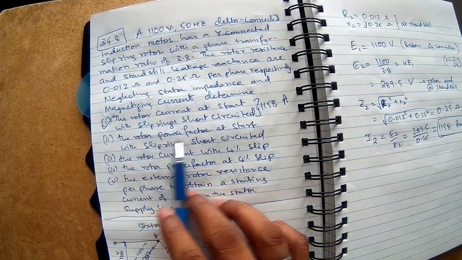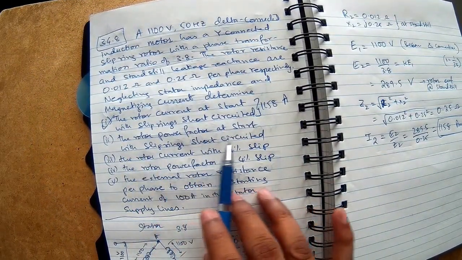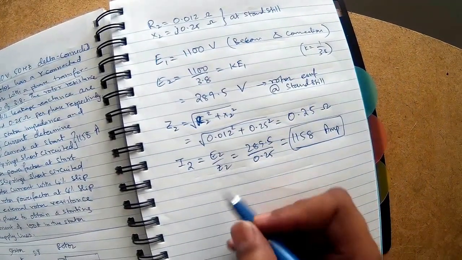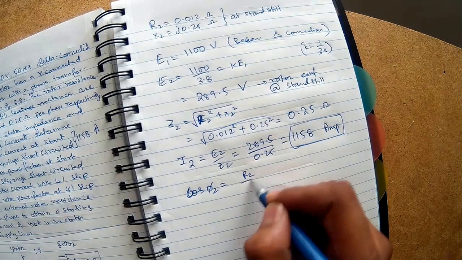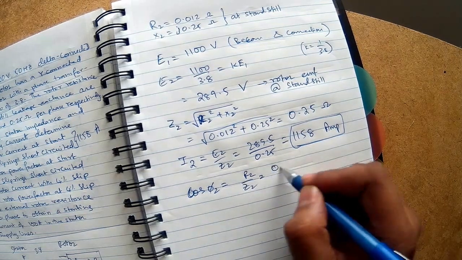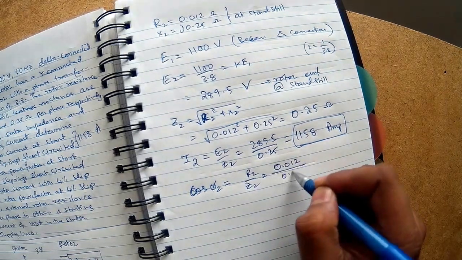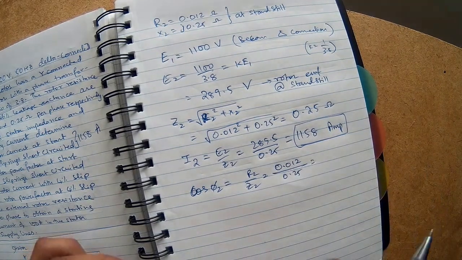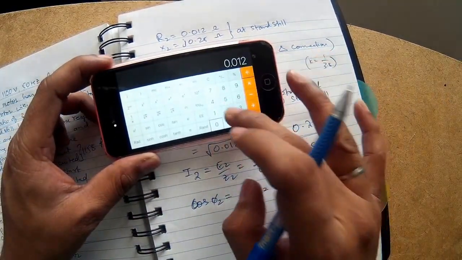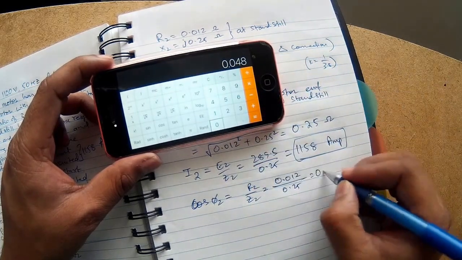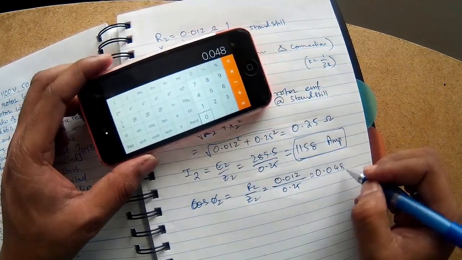The rotor power factor at the start with slip ring short circuited. So what is the rotor power factor? So cos phi 2 is what you want. So R2 by Z2. So that is 0.012 divided by 0.25. So let's do that now. So 0.048 is the power factor.